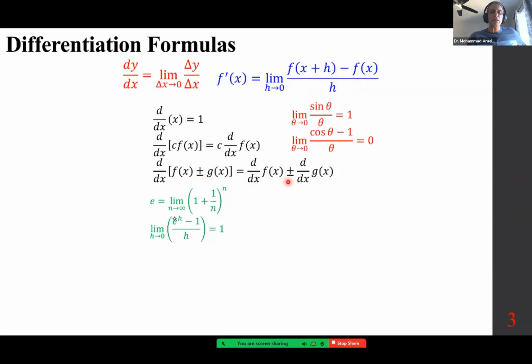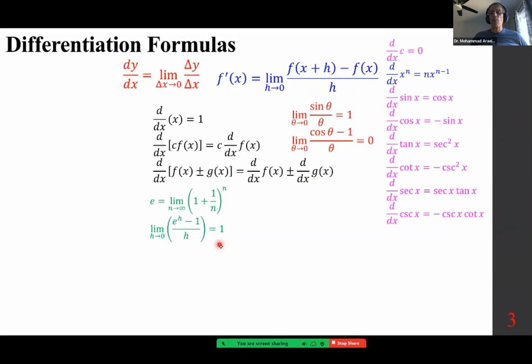derivatives. e is defined such that it's the limit of (1 plus 1 over n) to the power of n as n approaches infinity. And right away, by the way, you can write this in different formats. For example, if you let 1 over n be h, this becomes h, this becomes 1 over h, and it goes to 0. Or the limit of (e to the power of h minus 1) over h as h approaches 0 equals 1. These are some things that we've come across in this chapter.